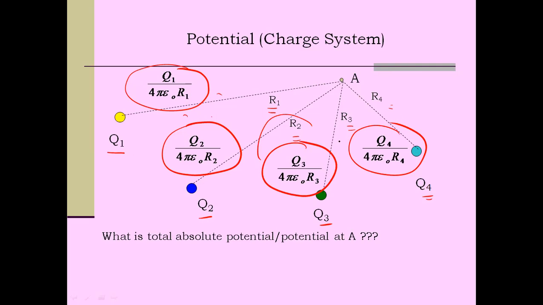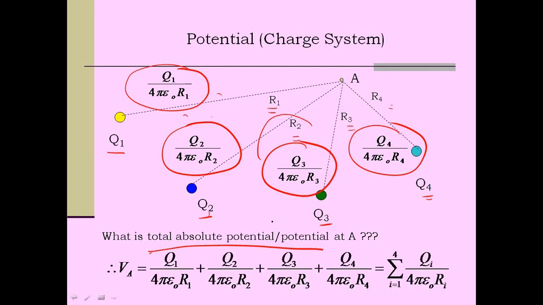So from these values, the total or absolute potential at point A can be obtained by simply adding all of these values. The potential at A will be given by this summation, which is the summation of Qi over 4 pi epsilon naught Ri, in which i takes a value from 1 to 4, since we have 4 point charges here. So this is the concept of potential and potential difference due to a point charge or point charges.